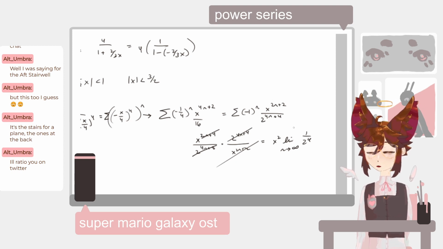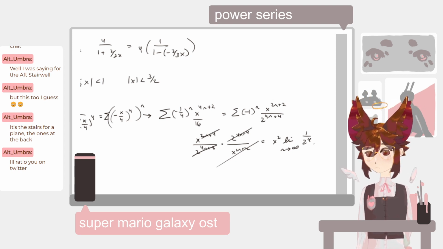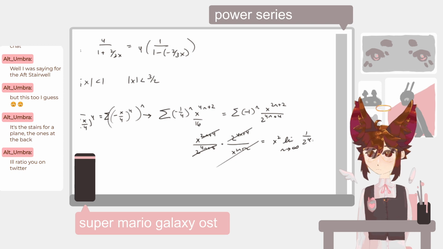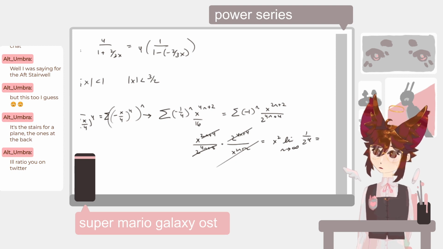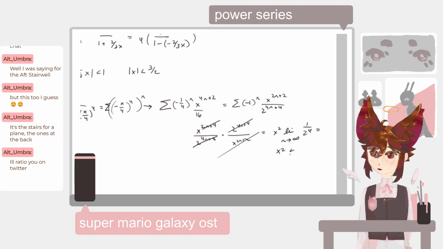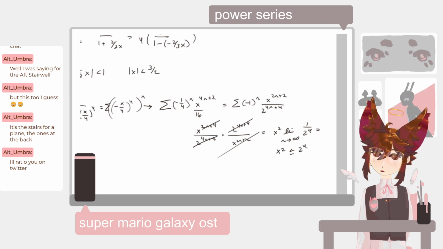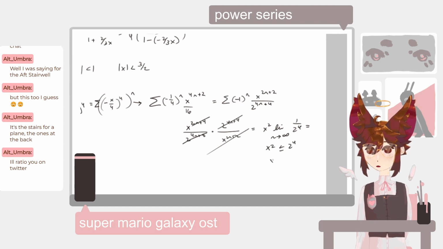Which is kind of fun, because that's 1 over 2 to the 4th, so that's going to give us something kind of funky. This will be like 2 to the 4th. It'll be x squared is less than or equal to the 2 to the 4th. So it'll be x is less than or equal to 4.